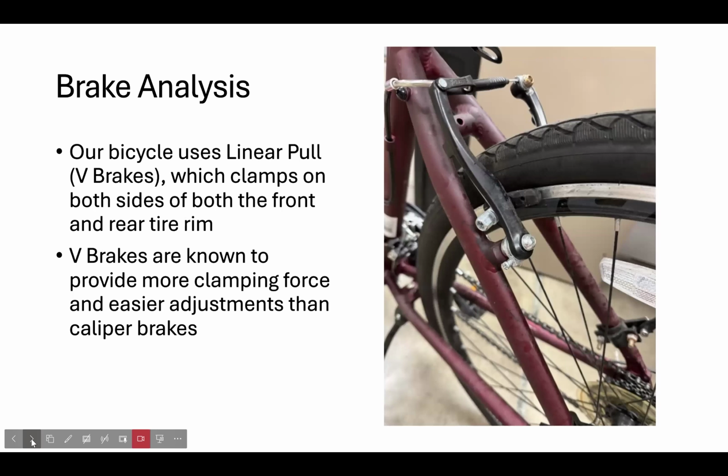To start on the brake analysis, the brakes on the bicycle we analyzed are linear pull or V brakes, which, like most brakes, clamp onto both sides of the rim and squeeze together to provide friction to the wheel. There are multiple types of brakes that can be used. V brakes are the most common in cheaper bicycles, as they're easier to adjust and provide a lot of force when squeezing, and they have a low rate of failure relative to ones that have to be manually adjusted.